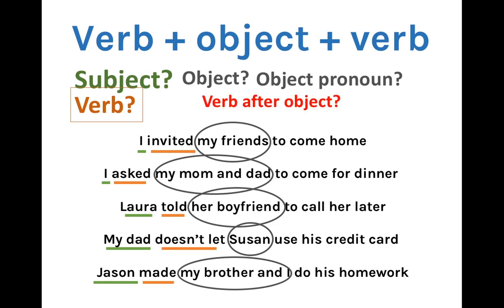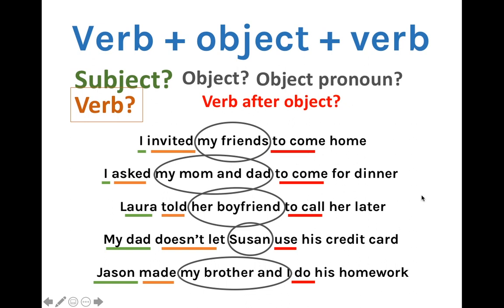And now, please tell me, which one is the verb after the object? After my friends, I use to come. After my mom and dad, I use to come. After her boyfriend, I use to call. After Susan, I use use. And after my brother and I, I use do. What is the difference between all these sentences?